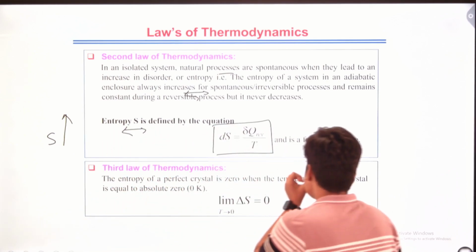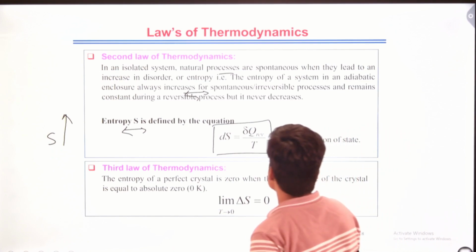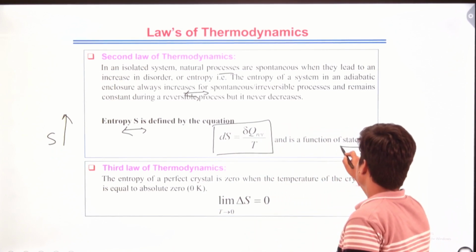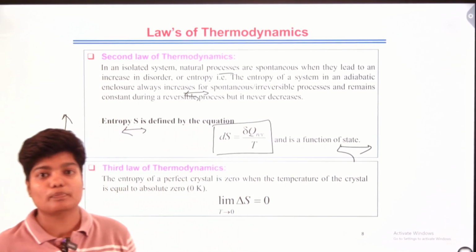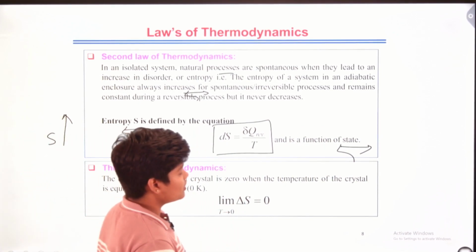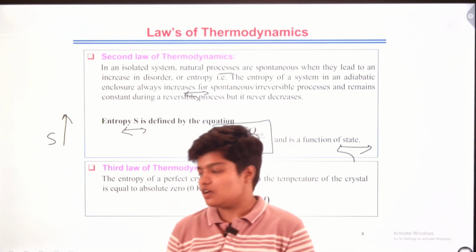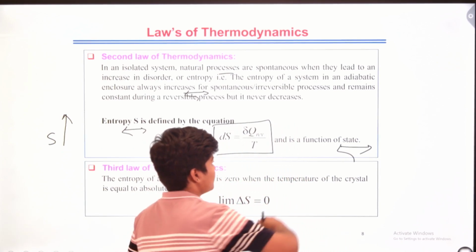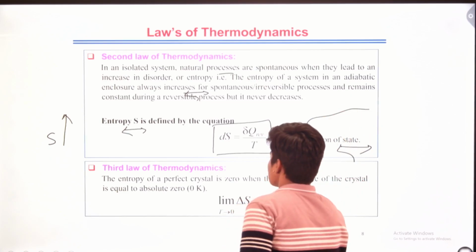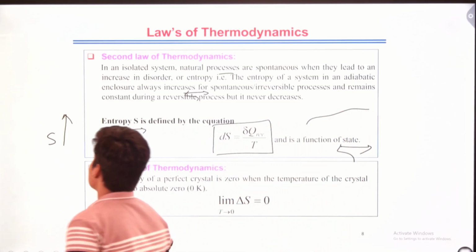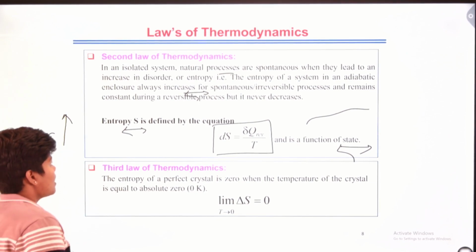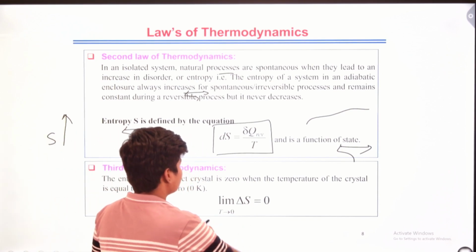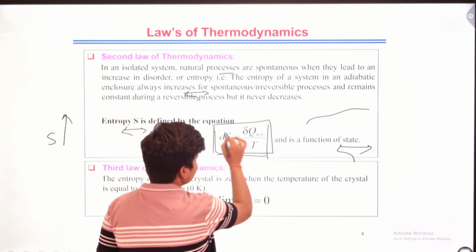T here is temperature, and dS is a function of state. Okay, entropy is a state function. There are two kinds of function, a function of state or a path function, but here entropy depends upon the state, meaning the initial state and final state, not the path. Okay, so for the second law of thermodynamics, for any spontaneous reaction or natural process, the ΔS is positive, and dS is defined by the equation δQ reversible by T.